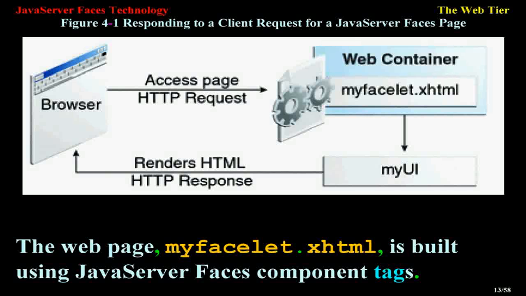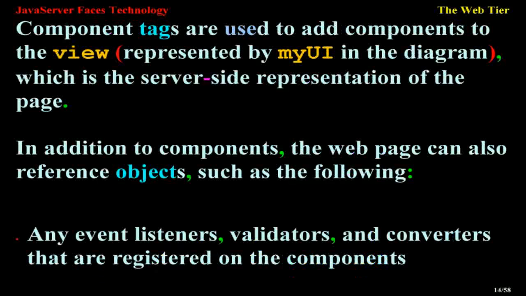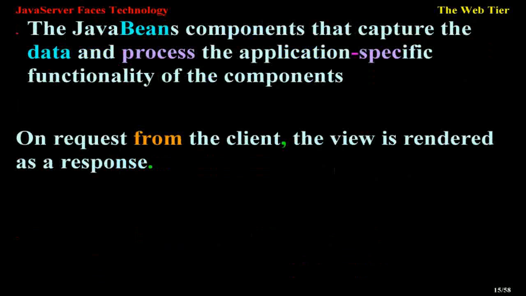The web page, myFacelet.xhtml, is built using JavaServer Faces component tags. Component tags are used to add components to the view represented by myUI in the diagram, which is the server-side representation of the page. In addition to components, the web page can also reference objects, such as the following: any event listeners, validators, and converters that are registered on the components, the JavaBeans components that capture the data and process the application-specific functionality of the components.